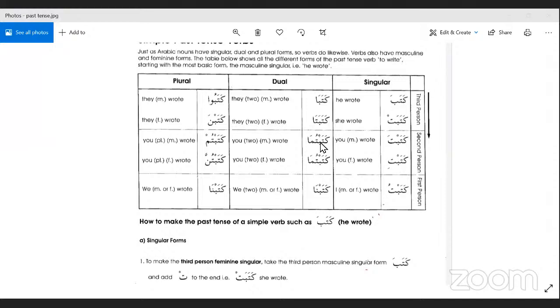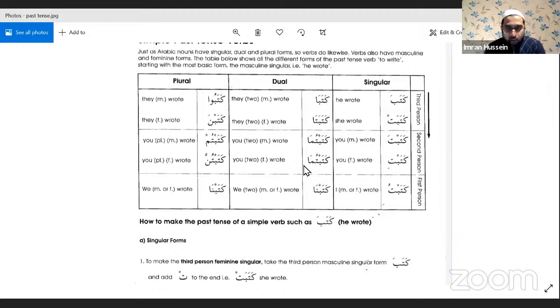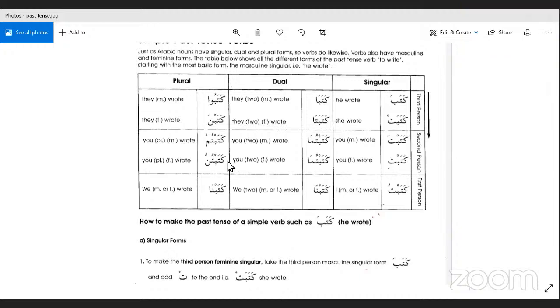Katabtuma, two people wrote, second person. Katabtum, you all, second person, mukhatib. Katabti, once again, second person, female. Katabtuma, two females wrote. Katabtunna, three or more women wrote. Katabtu, I wrote, and katabna, we wrote.